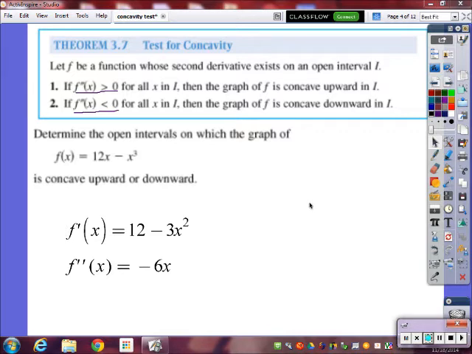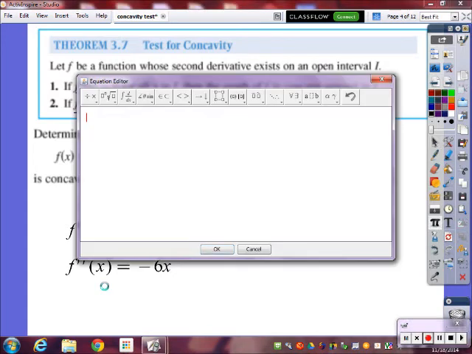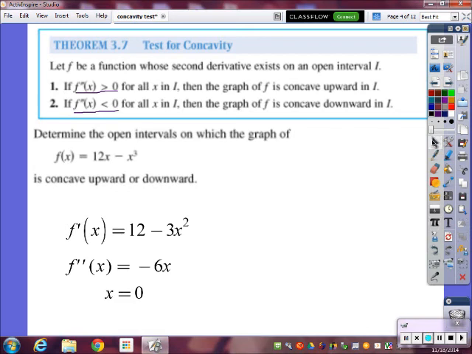So now I want to create a sign chart for the second derivative, and in order to do that, first I have to find my critical values, and remember that is where the derivative or the second derivative is undefined or equals 0. So negative 6x will never be undefined, but it will equal 0 at x equals 0. So that is our critical value. And so for my sign chart, that will be the one value I place on my sign chart. And remember, you want to label what these represent. This is f double prime, or the second derivative, and I have 0.